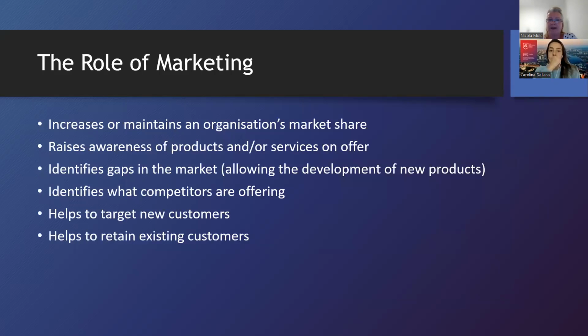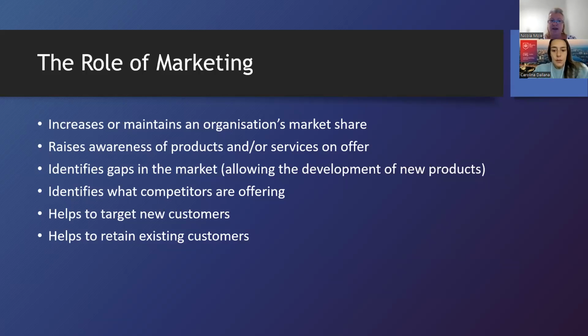So what is the role of marketing? How does it help a business? It increases or maintains an organization's market share. When we say market share, we're talking about how much money a particular company makes out of all the money that is made by selling a particular product. It raises awareness of products and or services on offer, so people know what a particular company sells.